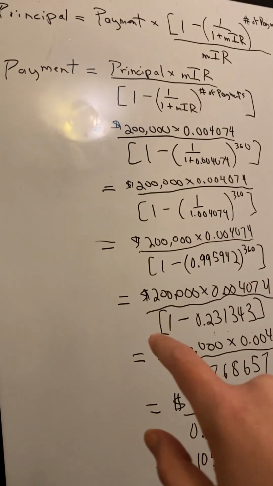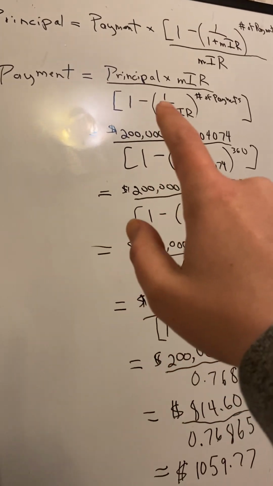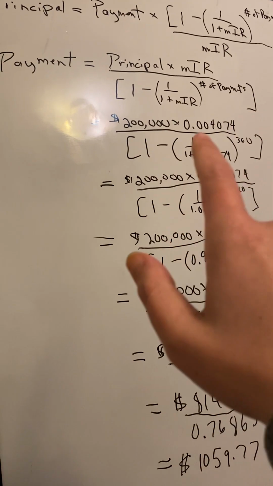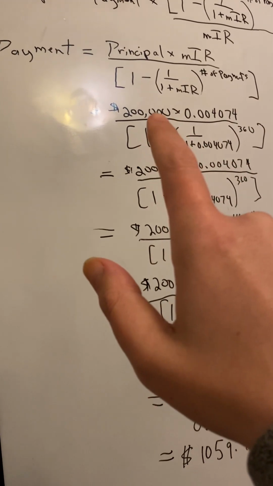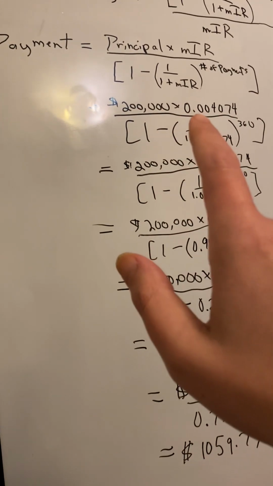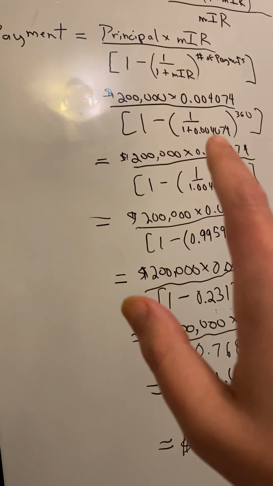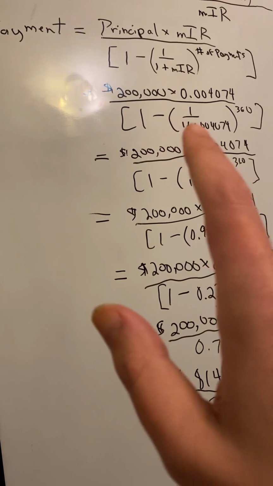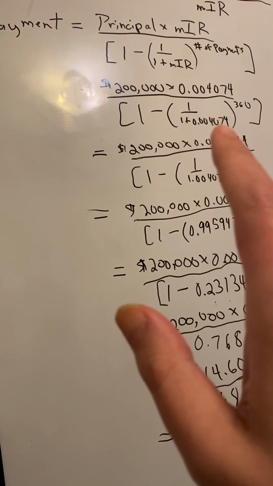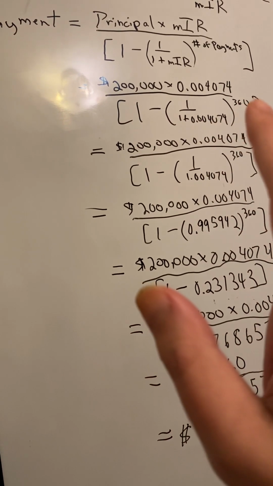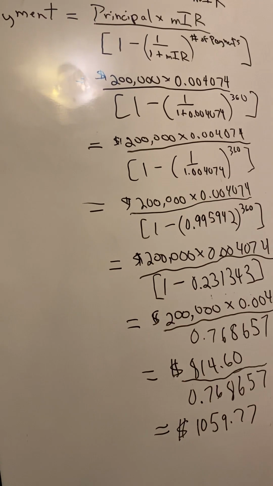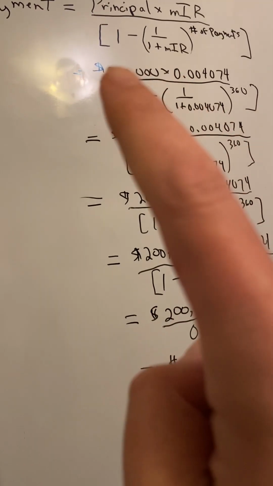So all we do now is plug our numbers into the right side of the equation. We put 200,000 for principal, 0.004074 for the monthly interest rate, and same thing, monthly interest rate 0.004074, and 360.